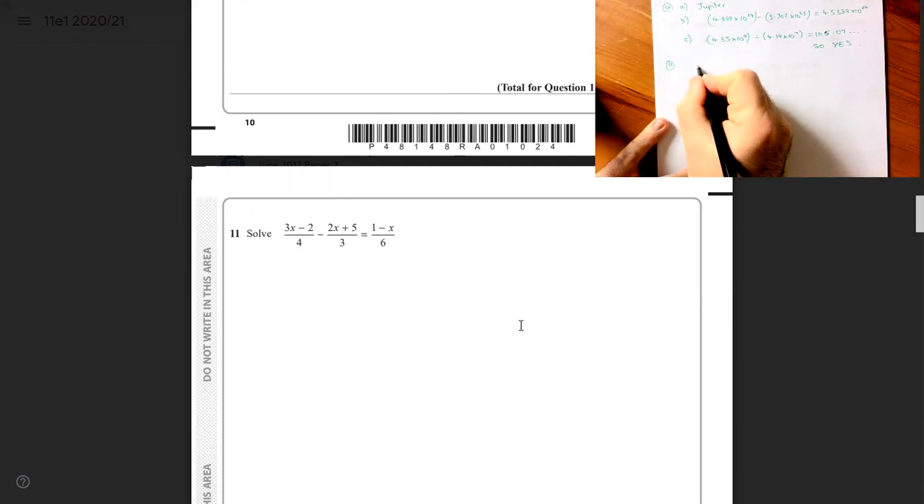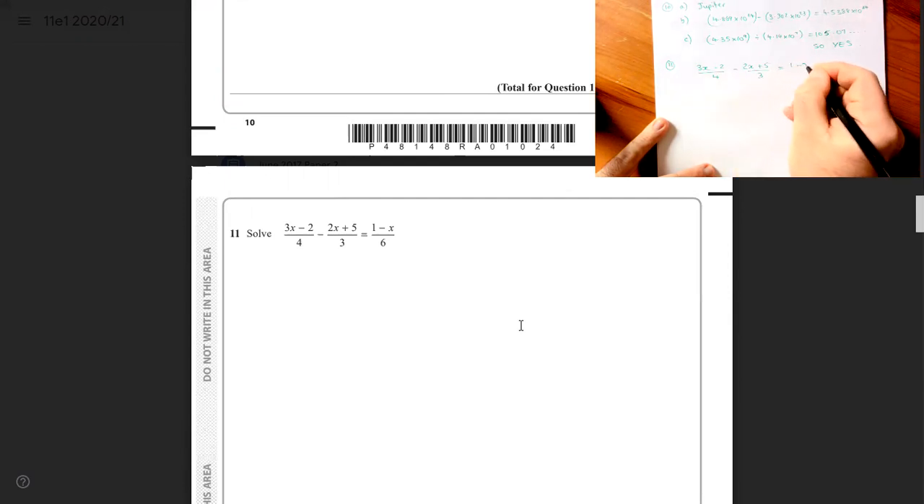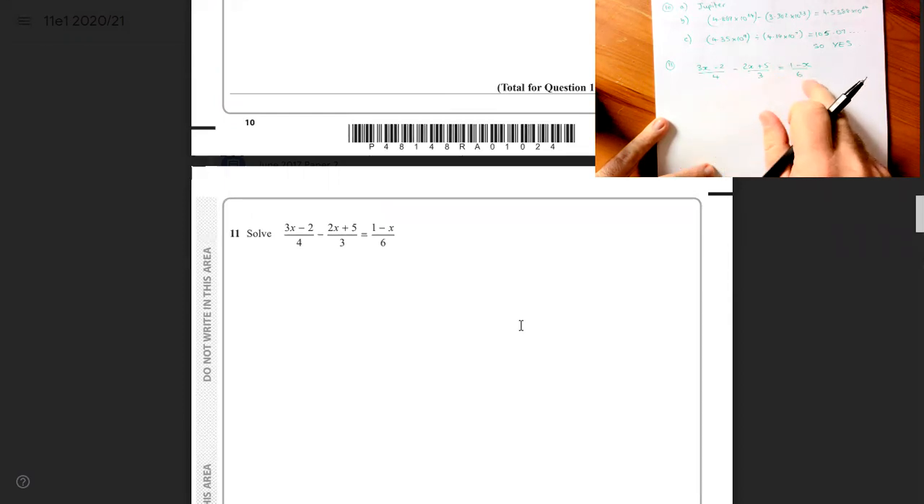Okay, so (3x minus 2) over 4 minus (2x plus 5) over 3 equals (1 minus x) over 6. So I'm looking at the denominators and I want to find a common denominator between these three fractions. Then we can compare the numerators. So obviously it's going to be 12.